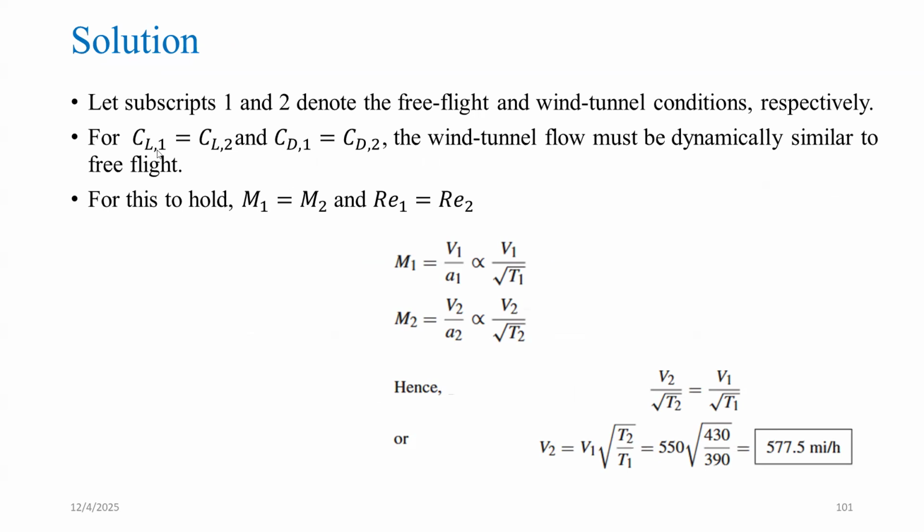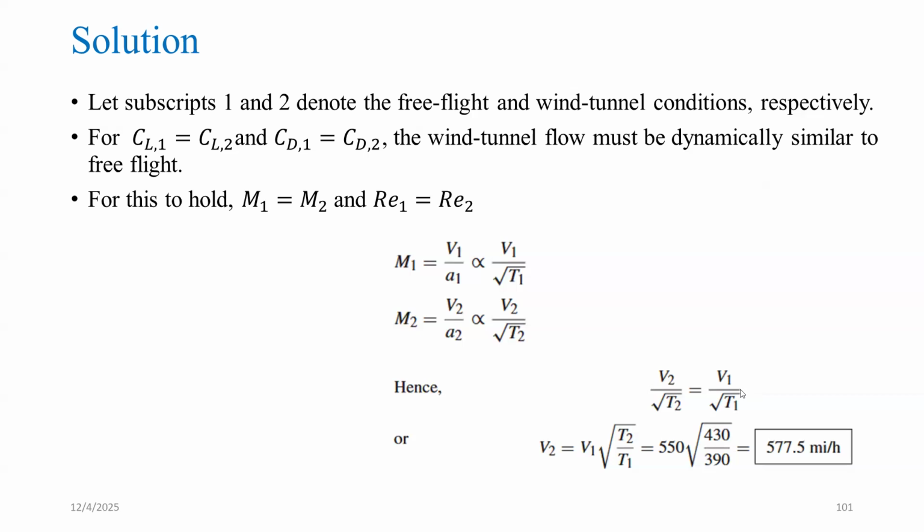So CL1 is equal to CL2, CD1 is equal to CD2 are the given conditions. So the wind tunnel flow must be dynamically similar to the free flight. So M1 is proportional to V1 over A1, which is proportional to V1 over radical of T1, because A1 is radical of gamma RT. M2 is also the same way. So V2 over radical of T2 equals V1 over radical of T1.